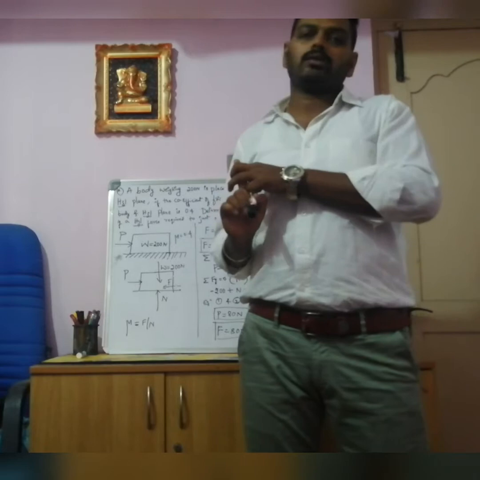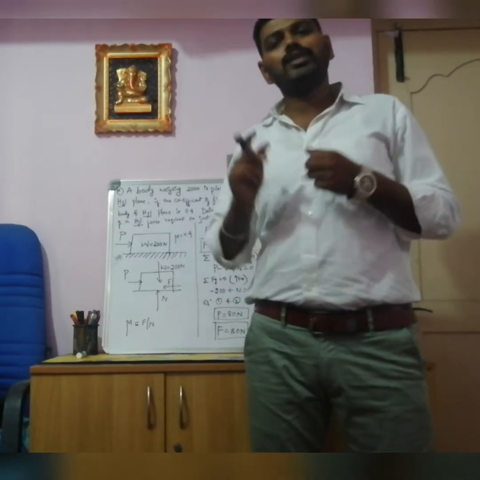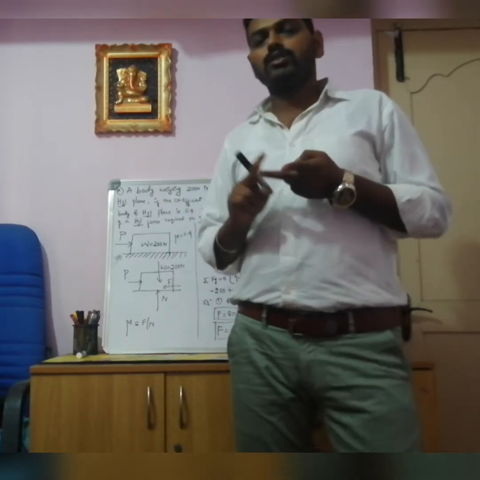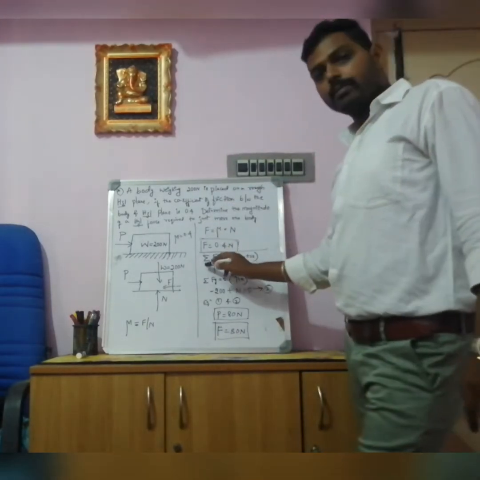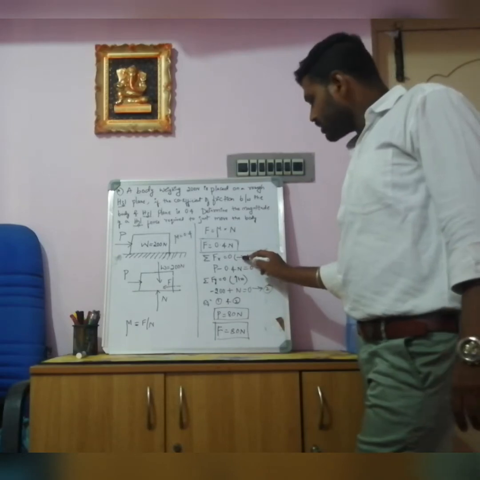Then with respect to the moment. So now we are not going to consider the moment, it is only the horizontal and the vertical forces. So there are 2 horizontal forces and 2 vertical forces. So now the first one, sigma Fx is equal to 0, horizontally right side as positive.